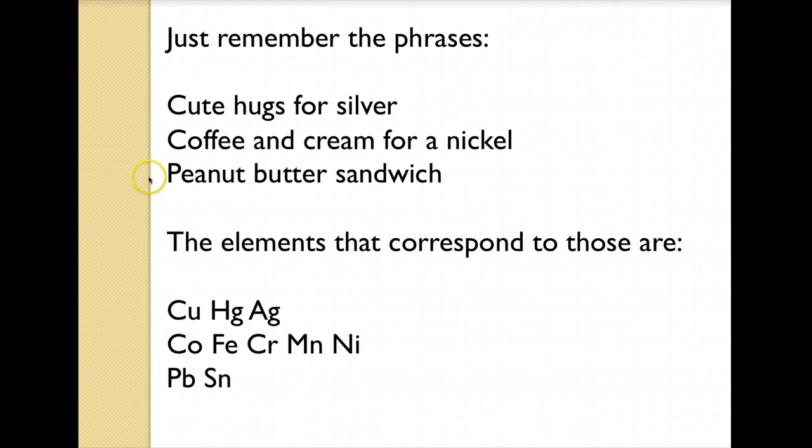And the last phrase you need to remember is peanut butter sandwich, and that's PbSn, and those are lead. Pb is lead, and Sn is tin. Okay, so what are those oxidation numbers? Well, for cute hugs for silver, it either has an oxidation number of +1 or +2.